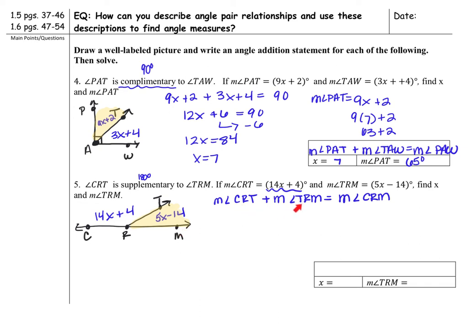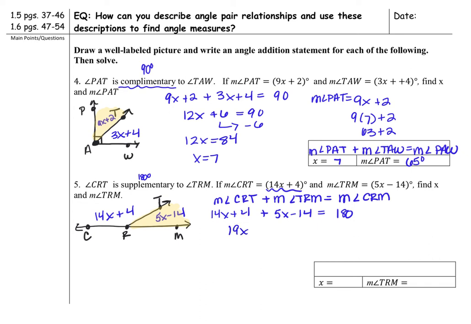So now let's substitute all of our expressions in. So CRT is right here. So that one's going to be 14x plus 4. TRM is 5x minus 14. And then CRM is my straight angle. Then we're going to combine like terms. So 14x and 5x, that is going to give me 19x.